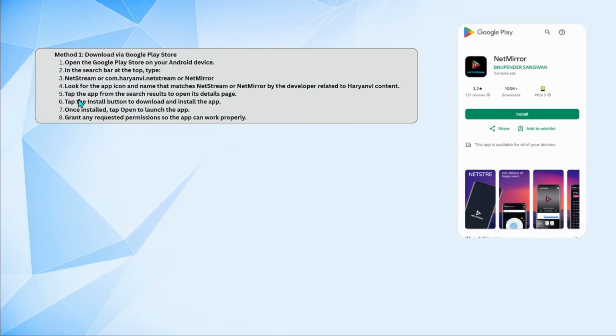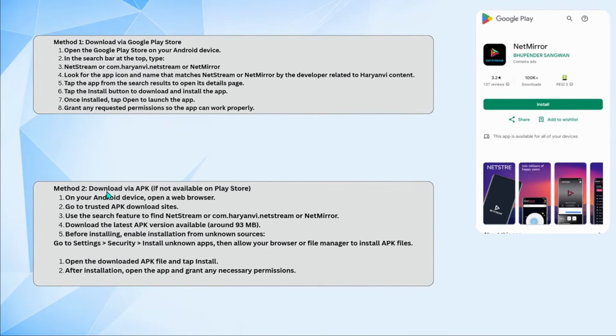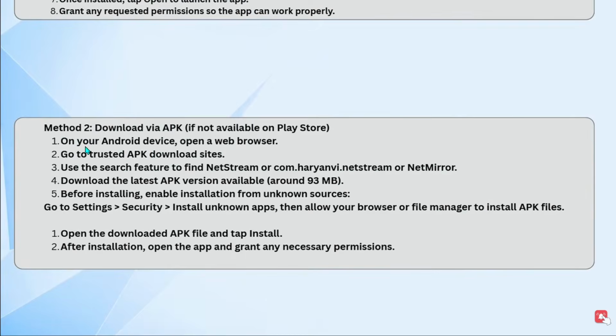Now, if you don't see it in the Play Store, you can still get it by downloading the APK file. Open Chrome or any browser and go to a reliable site like APKPure.com or APKCombo.com. In their search bar, type NetStream, NetMirror, or the same app ID. Download the latest version, usually around 93 megabytes.